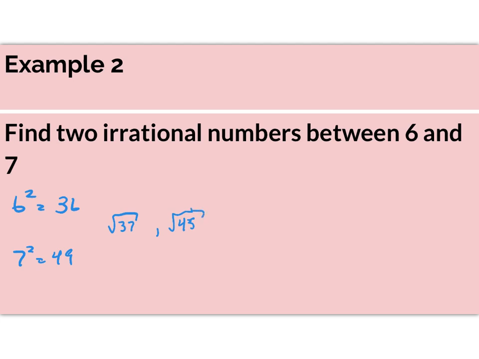We square the base numbers because we know the square root of 36 is 6 and the square root of 49 is 7. But if we take any number in between 36 and 49, we know that those numbers will be irrational because the definition tells us that the root of any non-perfect number will give us an irrational number.